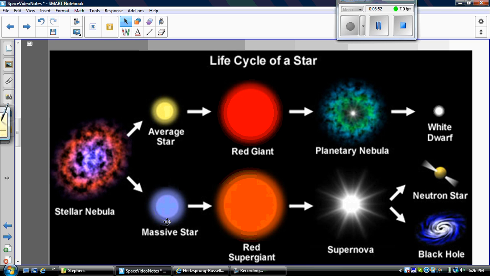So larger stars burn through their hydrogen fuel a lot faster than average stars, so they don't live as long. When they start to lose their outer layers, they turn into a super red giant, and then once they've lost their outer layers, what's left of that massive star condenses to a single point and creates a huge explosion called a supernova. Now, depending on the size of the star, they will either become a neutron star or a black hole. And we're going to go into those in just a minute.